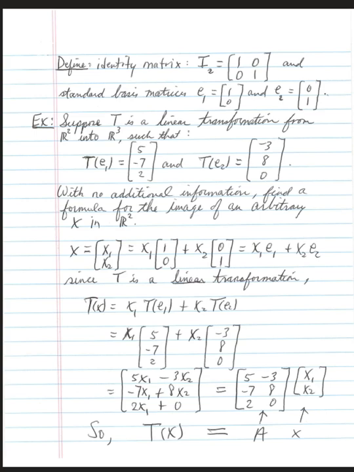Long story short, now we can substitute. We were given the transformation of e1 and the transformation of e2, and now we'll multiply x1 and x2 into these numbers. Note 5, negative 7, and 2: those all belong to x1 or are multiplied with it. Negative 3, 8, and 0 are attached to x2, which gives you matrix A and the arbitrary vector x. And that's how you would define your transformation.